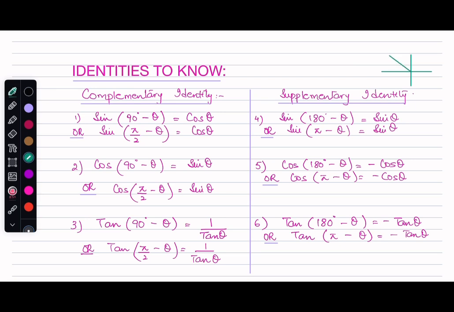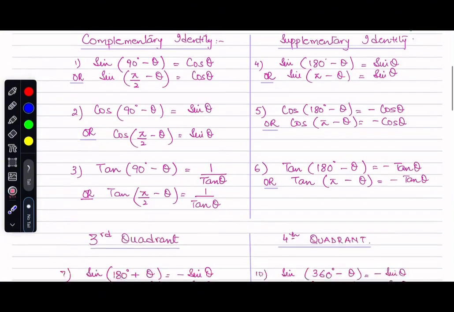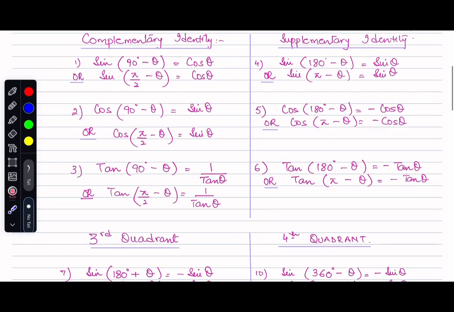So sine of 180 minus theta, this is our 180 minus theta here. So sine of 180 minus theta shall be equal to sine theta. In the second quadrant, sine is positive, or sine of pi minus theta equals sine theta in the radian mode. Cos of 180 minus theta is minus cos theta. Cos of pi minus theta is minus cos theta. Tan of 180 minus theta is negative tan theta, or in radian mode, tan of pi minus theta equals minus tan theta.